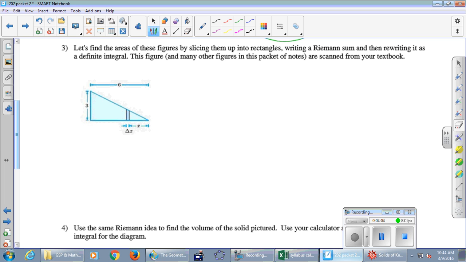9, right? Half the base times the height. Okay, we're going to get the answer of 9 in a far more complex way than half the base times the height. But the idea is that the method we're going to use here will give us the ability to find areas of things much more complicated than this triangle.